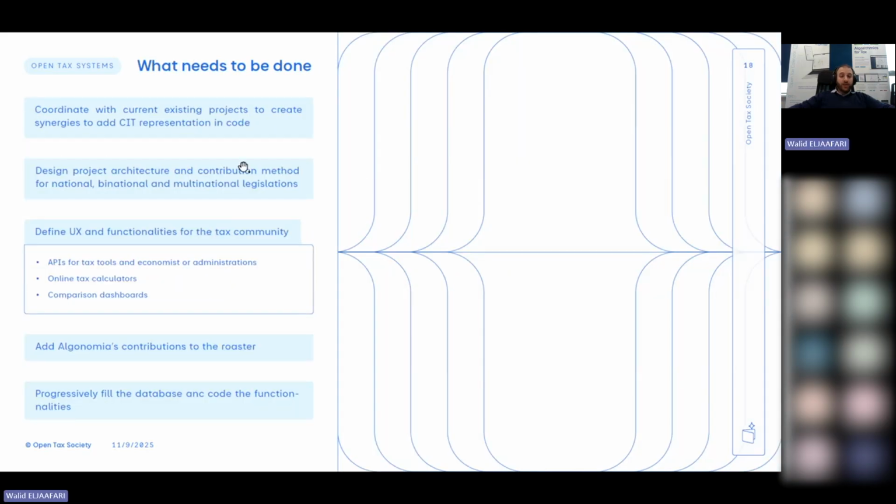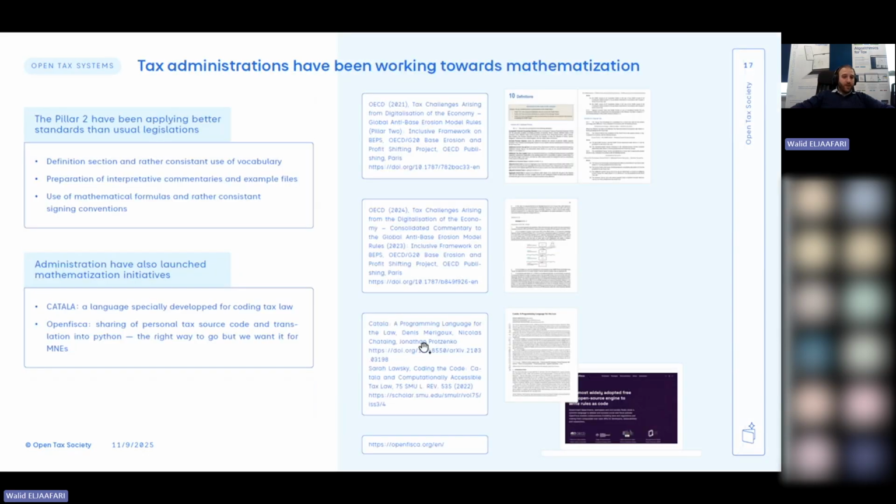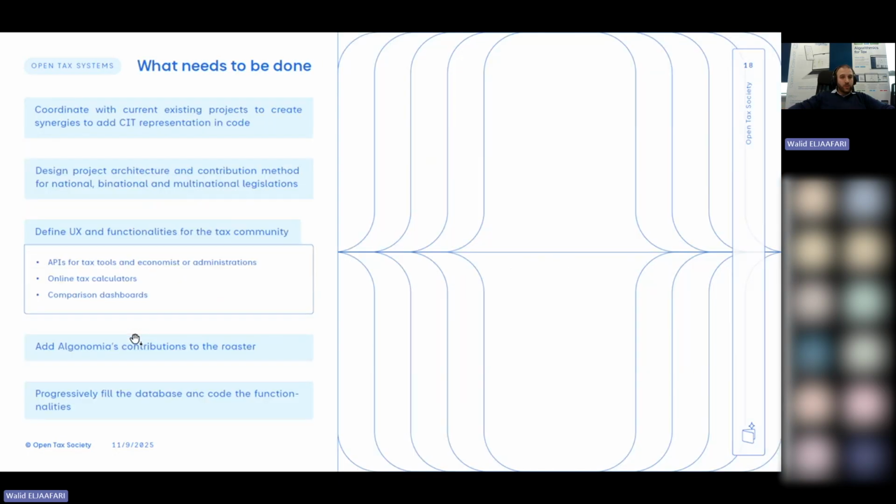So what needs to be done in order to move forward in this open tax systems initiative? The first steps would be to coordinate with the ongoing projects that are not going in the direction I was talking about, and see how we can create synergies. We also need to design the project architecture and define how contributions should be developed. It's really interesting in the open fiscal element because they have already started sharing code for tax computation in each jurisdiction. So we could follow the methodology and maybe merge the methodologies. All of this is very interesting and could be furthered.